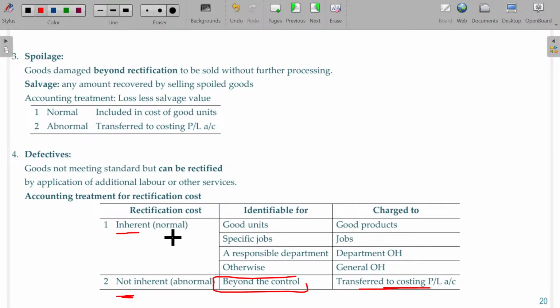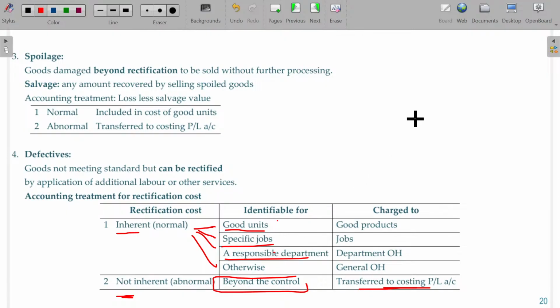And while recovering it from the customer, how can you recover? If this cost is for good units or a specific job or responsible department, if you are able to identify it with one of these 4 items, then you have to debit there, meaning you have to add there itself.